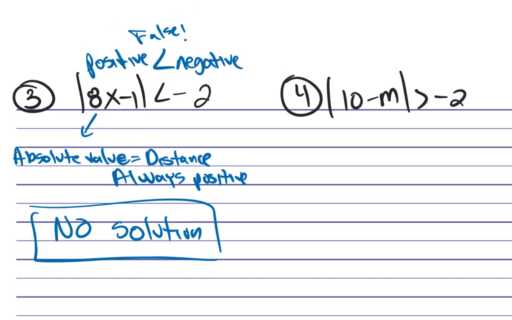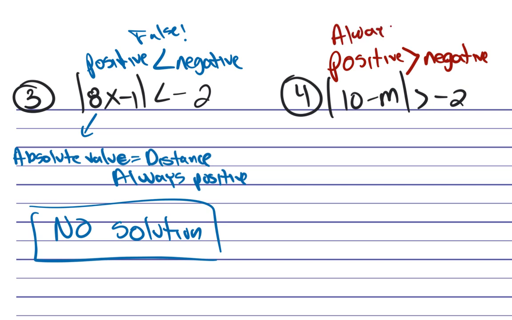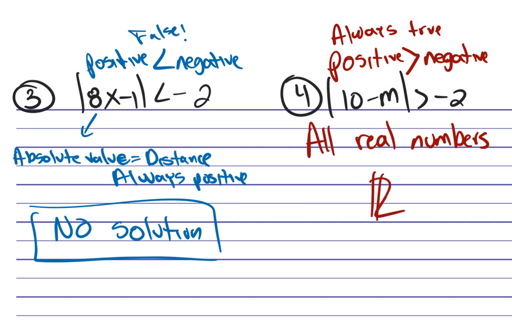For question 4, however, it's a little bit backwards. I have my absolute value, which is positive, being greater than a negative number. A positive number will always be greater than negative. 5 is greater than negative 1. So because that's always true, my answer is all real numbers. It's always true, so everything's going to work. It also looks like that. This is just a little math symbol that mathematicians use because they're too lazy to write all 3 words. So it just looks like this.